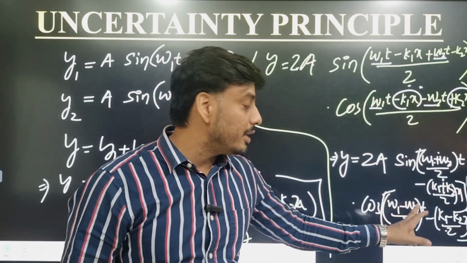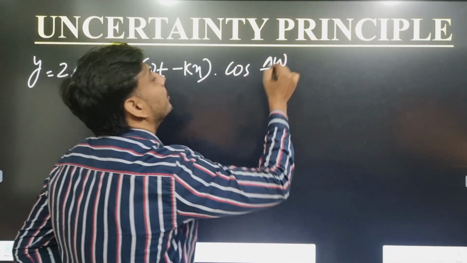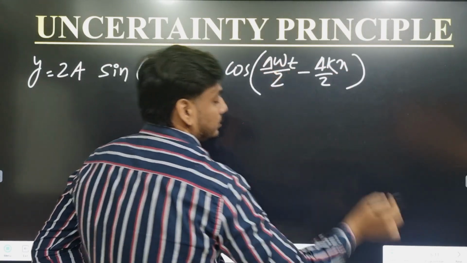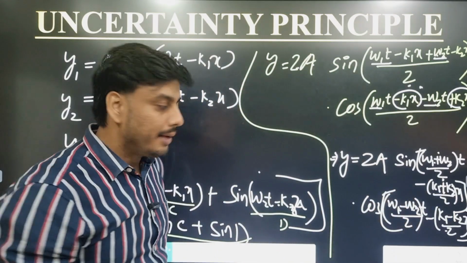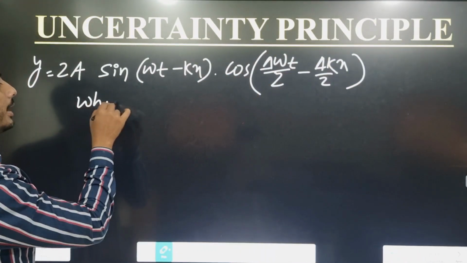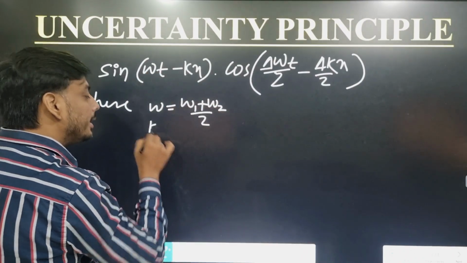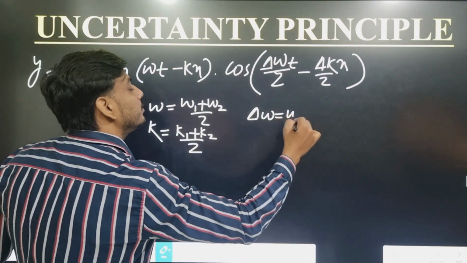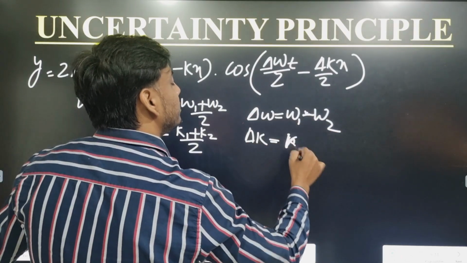The cos term is omega 1 minus omega 2, that is the difference. So delta omega t by 2 minus delta k x by 2. Here you can see omega 1 minus omega 2 difference is delta omega. Similarly k1 minus k2 difference is delta k. I am writing here: omega equal to omega 1 plus omega 2 by 2, this is the average value, k equal to k1 plus k2 by 2, delta omega equal to the difference omega 1 minus omega 2, delta k equal to k1 minus k2.